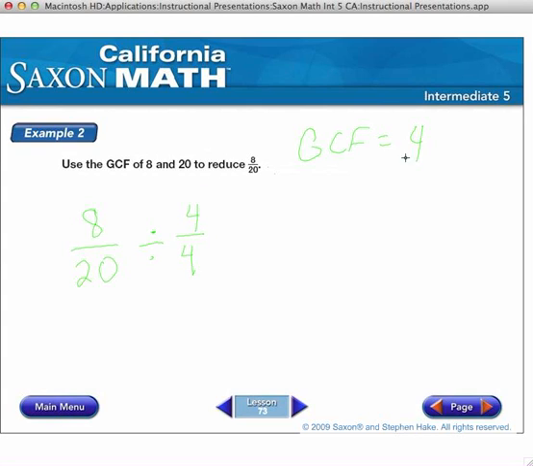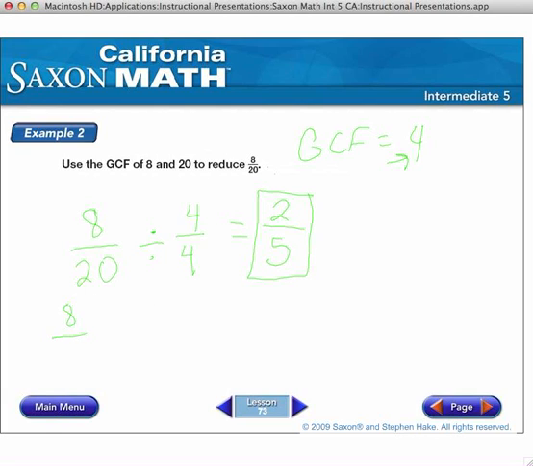So I take this GCF, and it becomes my fraction equivalent to 1. So divided by 4 fourths, 8 divided by 4 is 2, 20 divided by 4 is 5, and so it reduces to 2 fifths. So the purpose of doing this, if you divide by the GCF, the greatest common factor, it will immediately get you in one step to your fraction in simplest form.